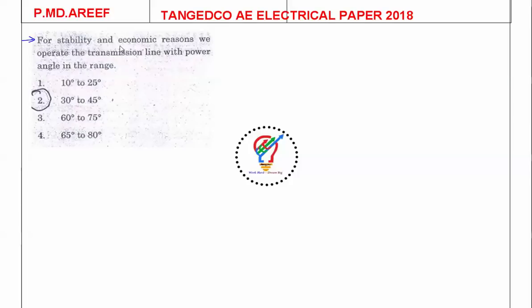For stability and economic reasons, we operate the transmission line with a power angle in a limited range. P is equal to EV by X into sine delta, where the maximum load angle is 90 degrees. Actually, that is the maximum value. But for stability reasons, we may operate it from 30 to 45 degrees to avoid instability conditions here.